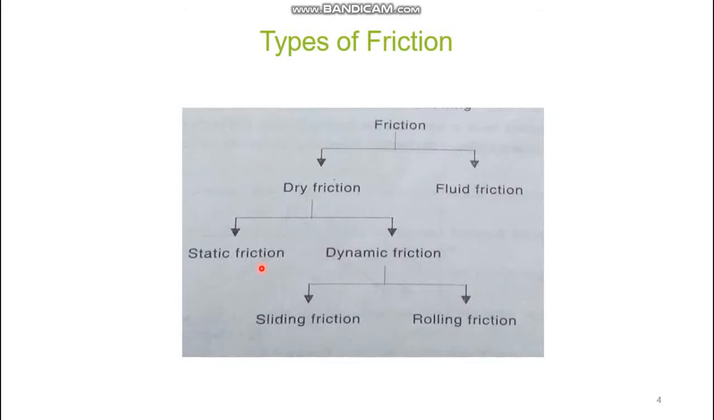Dynamic friction is also called kinematic friction, rolling friction, sliding friction, etc. Dynamic friction occurs when two objects are moving relative to each other and rub together, like a sled on the ground. That is dynamic friction. Dynamic friction is also classified into two parts. Number one is sliding friction, and number two is rolling friction.